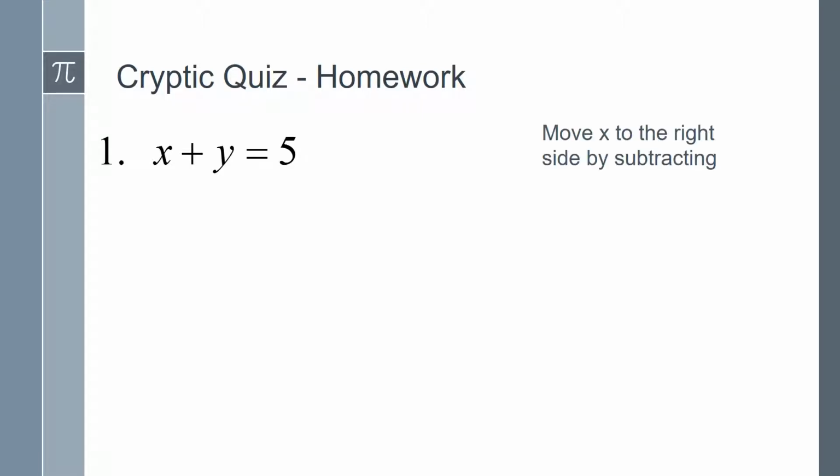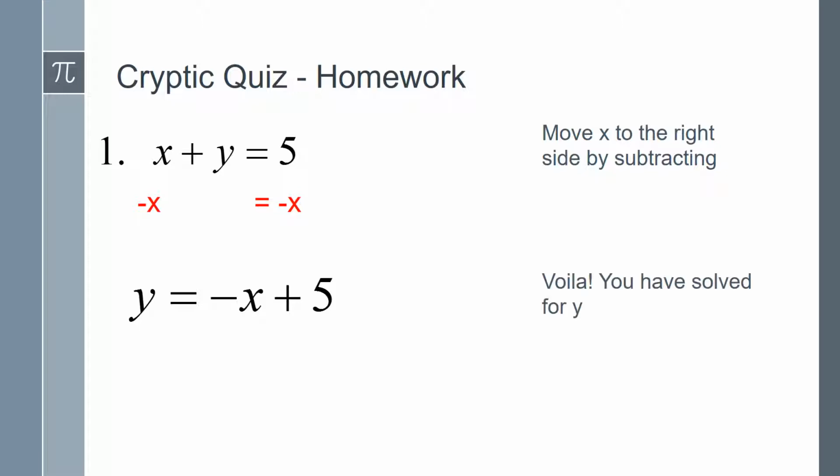In order to do that, we have to move the x to the right side. We're going to subtract because the x is positive. So we're going to subtract x from both sides. Now, once we've done that, we're really done because now we have y equals negative x plus 5. Notice I put the x in front. It doesn't matter. It's just standard notation that the variable goes in the front. So we have y equals negative x plus 5, and voila, we're done. We have solved for y. That was it for that problem.